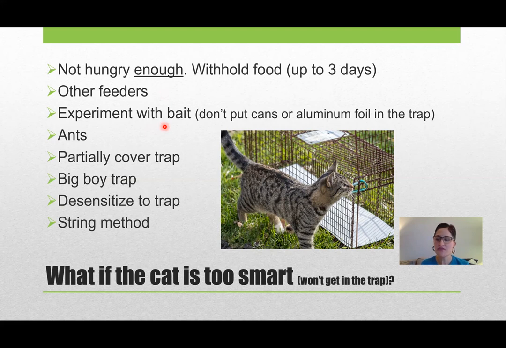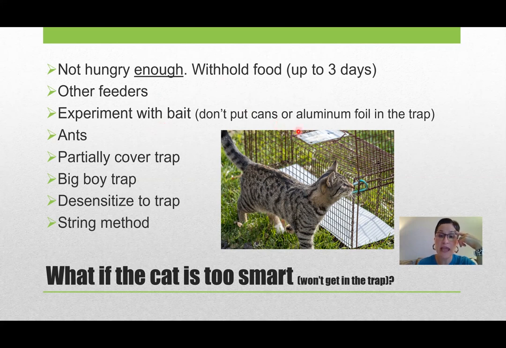You might want to experiment with bait. So let's just say you're feeding the cat the normal kibbles or Meow Mix, which they always eat, but for some reason they're not coming in. What do I do? You can try the wet food. You can try the tuna, like it was mentioned in the video. You can try the fancy stuff, whatever you think is going to get the cat in the trap.